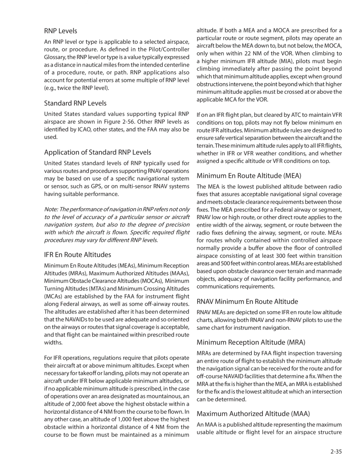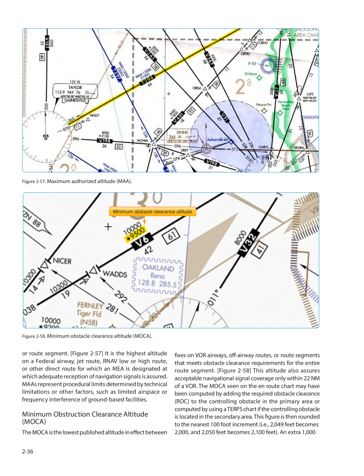Maximum authorized altitude, MAA. An MAA is a published altitude representing the maximum usable altitude or flight level for an airspace structure or route segment. Figure 257. It is the highest altitude on a federal airway, jet route, RNP low or high route, or other direct route for which an MEA is designated at which adequate reception of navigation signals is assured. MAAs represent procedural limits determined by technical limitations or other factors, such as limited airspace or frequency interference of ground-based facilities. Minimum obstruction clearance altitude, MOCA.